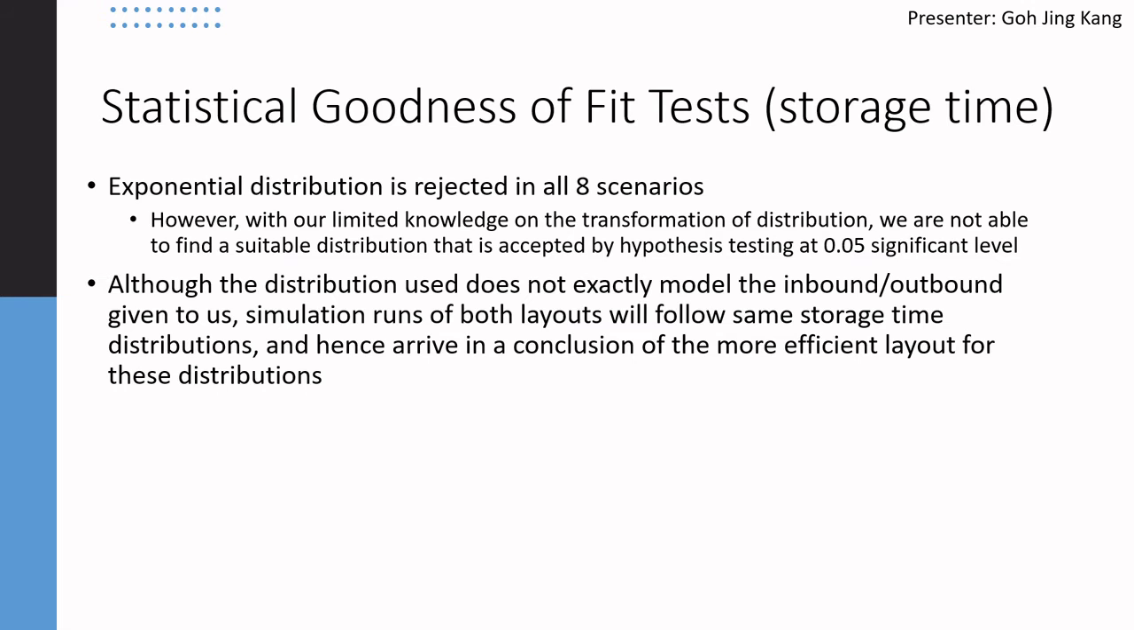But sadly, due to our limited knowledge of the transformation of distributions, we are not able to find a suitable distribution that is accepted at the 5% level of significance. Hence, we decided to go on and use the distributions that we found that are the closest representations of the data in our model. The same set of arrival rate and storage time random variables will be used in our simulation for both layouts, which means that the decisions of our simulations are based on these distributions and it is fair.